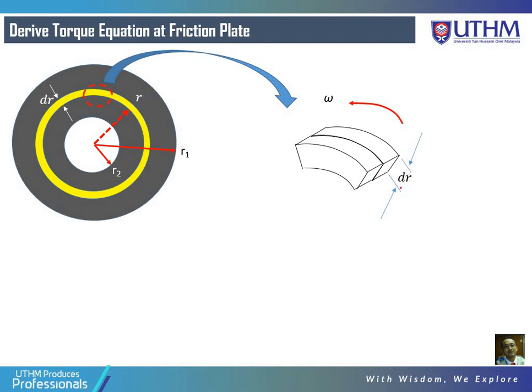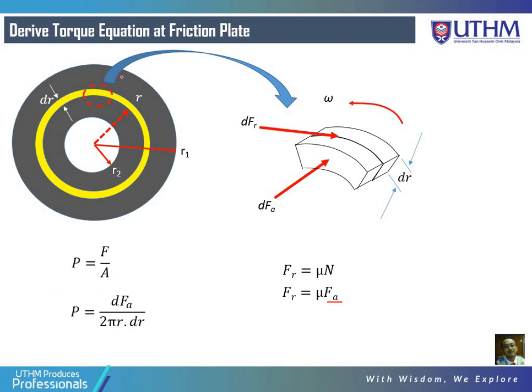This is the thickness of the friction plate, dr, and the plate is rotating to the left hand side, and this is the small amount of axial force, dFA. Since the disc is rotating to the left, there is a small amount of friction force acting to the right hand side. From the basic equation, P is equal to F over A, and the friction force is actually mu N, where N, the normal force, is the axial force.